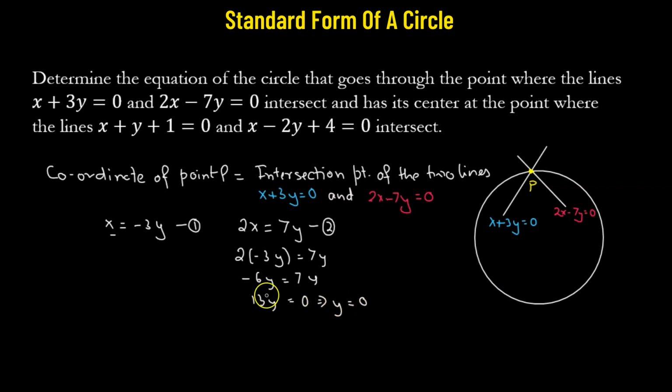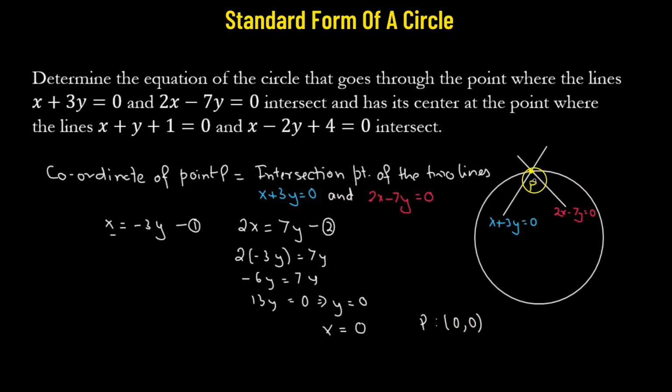So we're getting a value y equals 0. We can use either equation 1 or equation 2 to obtain x. We will find that x is also equal to 0. That means the coordinate of point P is actually 0 comma 0, or we can say that the circle is actually passing through the origin.